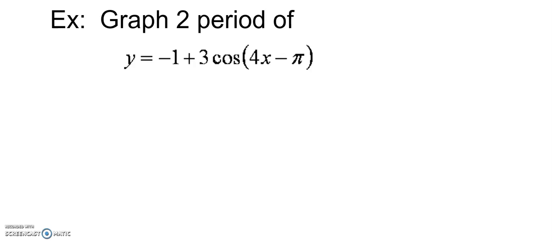Okay, I want you to actually try this one on your own, because again, if you can do sine, you should be able to do cosine. It just changes the shape. Pause the video, try this, unpause when you're ready to check.